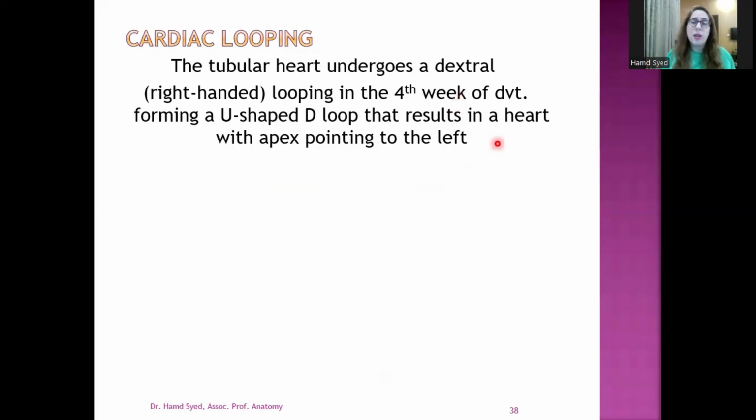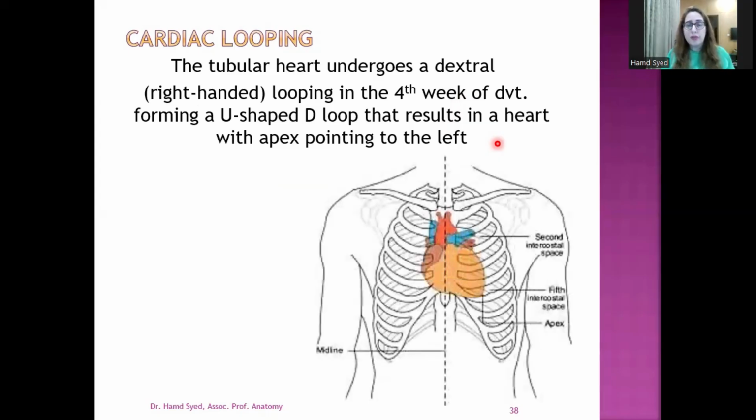fourth week of development, and it results in a U-shaped or D-shaped loop with the apex of the heart pointing towards the left. So in the adult heart, the heart is slightly placed towards the left of the chest cavity, and the apex will be pointing towards the left, and it is lying in the fifth intercostal space.